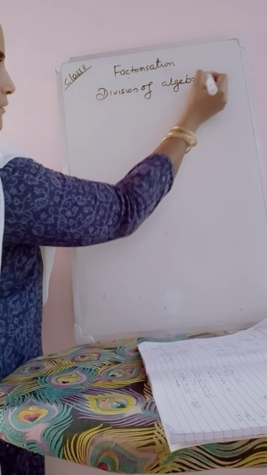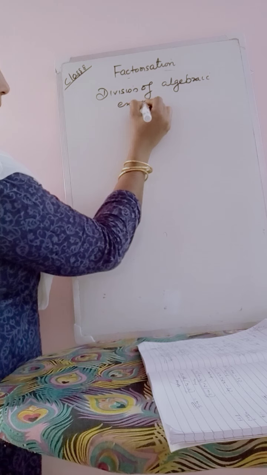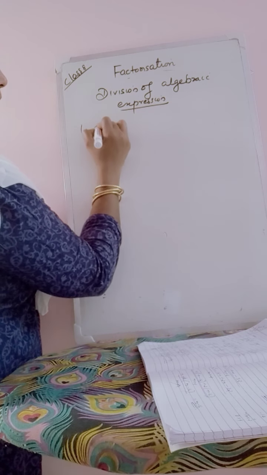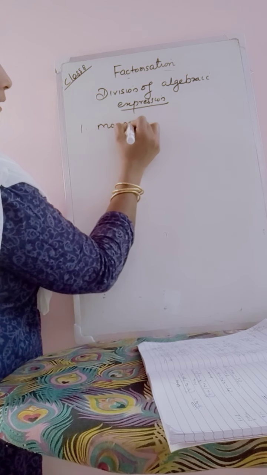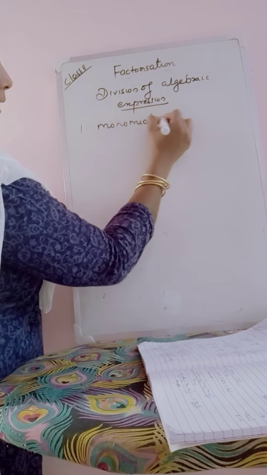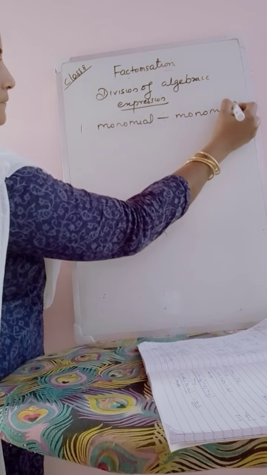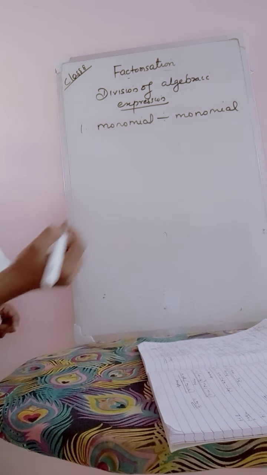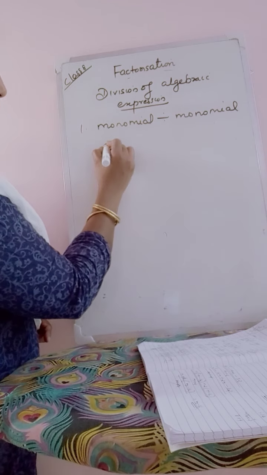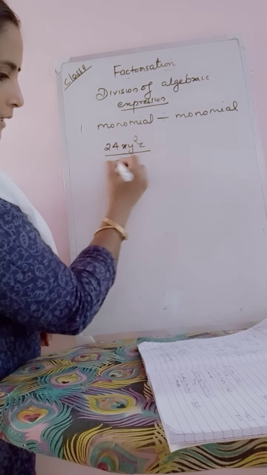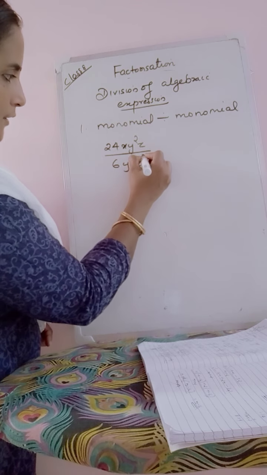Division of algebraic expression. First one is monomial by monomial. Okay, for example, 24xy²z by 6yz³.